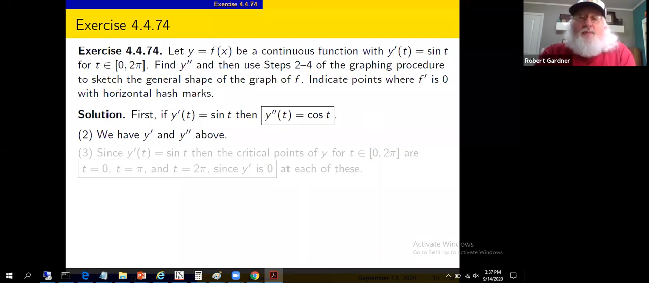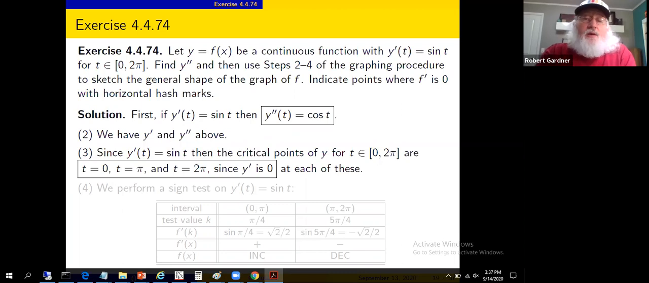Okay, y prime equals the sine. They wanted the second derivative. I differentiate the sine. I get cosine. There's the second derivative, though we're not going to use it. Step 2 was to find y prime and y double prime. So we have those already.